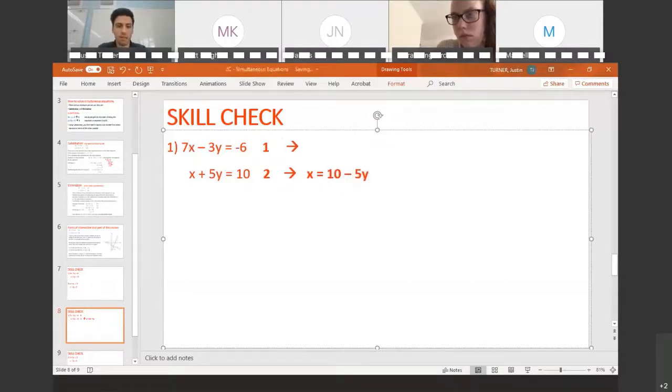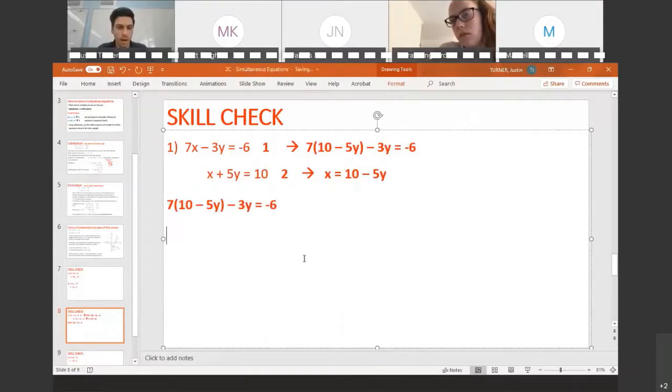And when we do that, this equation will become 7. Instead of writing x, I'm writing 10 minus 5y. Then we've got minus 3y equals negative 6 on the end. So this is the equation that we need to solve. We're going to solve for y now. That's what we're going to do.